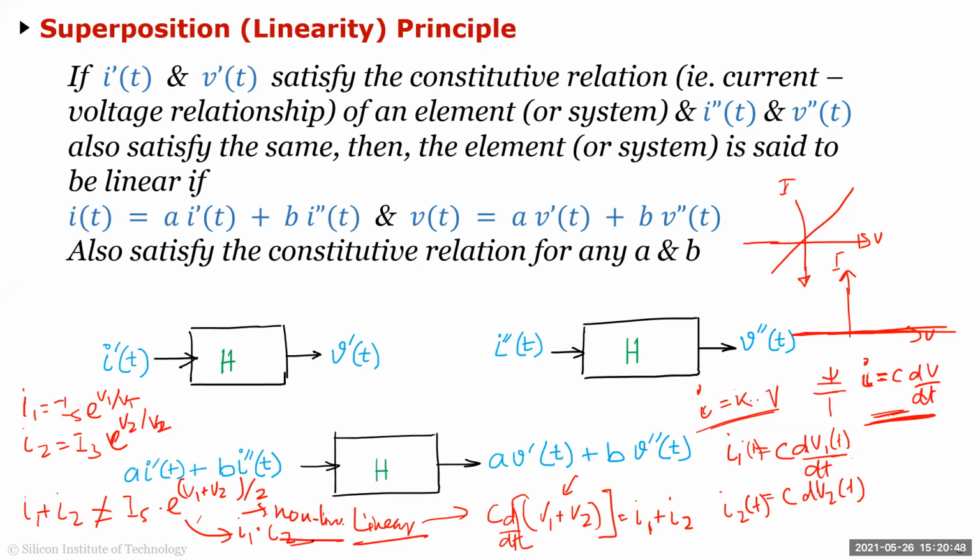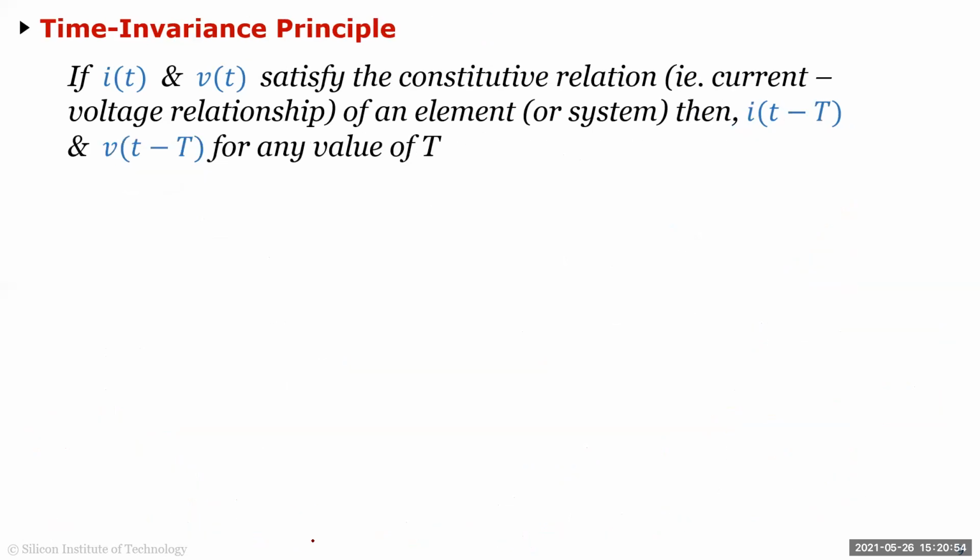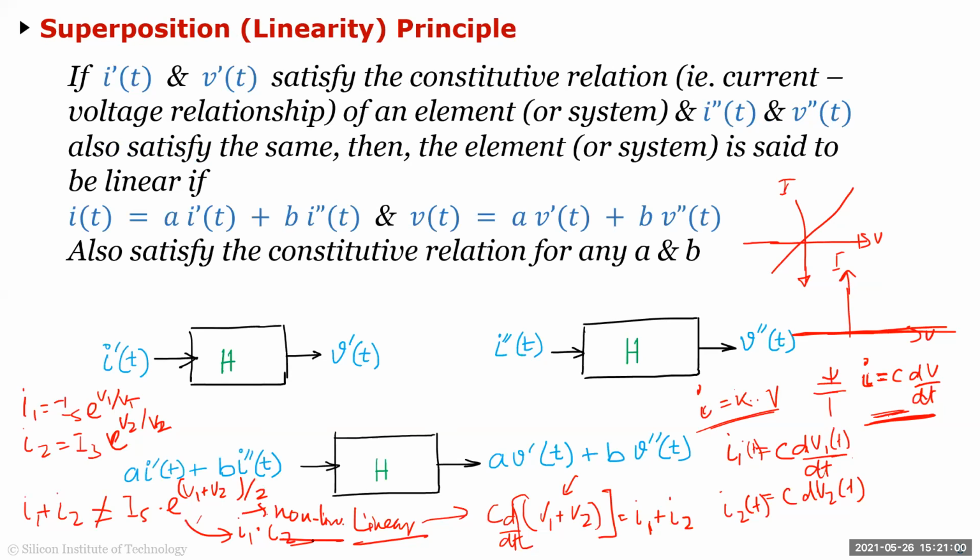So you apply superposition to basically prove a system is linear or nonlinear. Okay, clear? Any questions? Sir, what if the dielectric which we have in the capacitor is a ferroelectric substance?